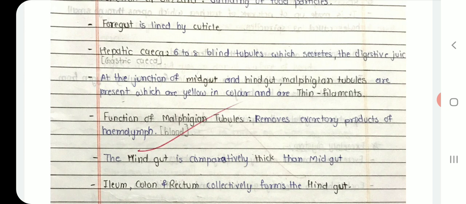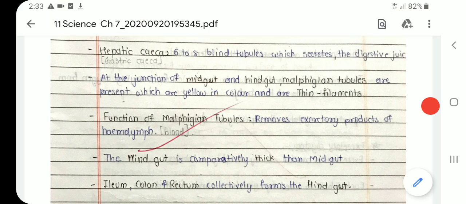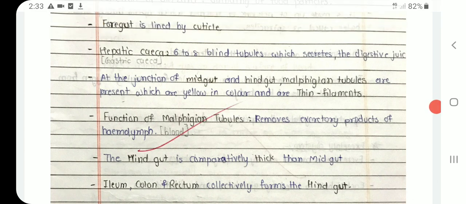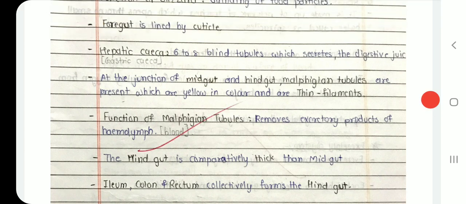which are involved in the removal of the excretory products, that is, the removal of the waste material. But of what? That is the hemolymph. Just like we have blood in our body, in the same way the blood of the cockroach is known as hemolymph. So whatever waste products or excretory products are present inside the hemolymph are being removed with the use of the Malpighian tubules.